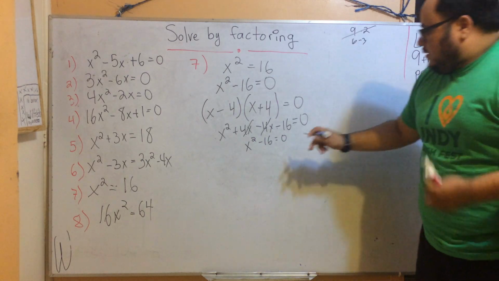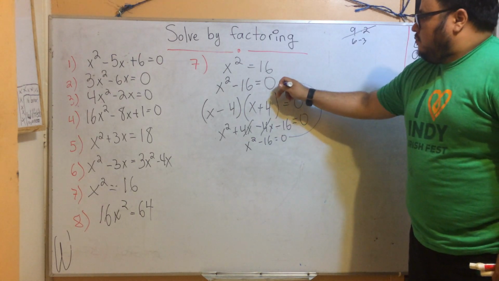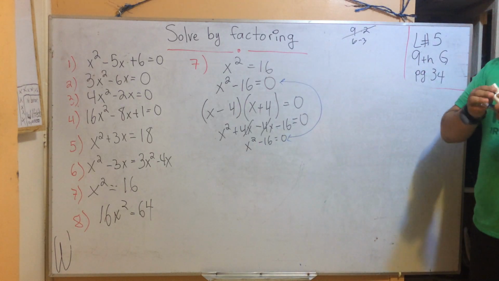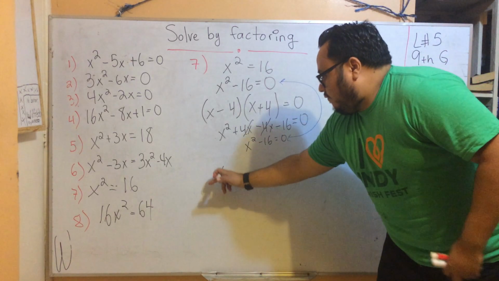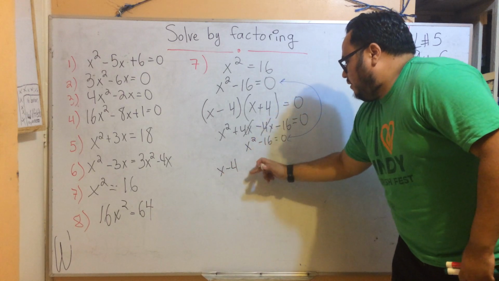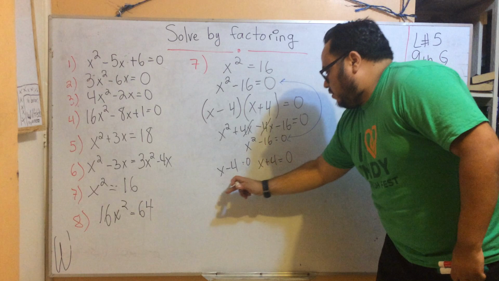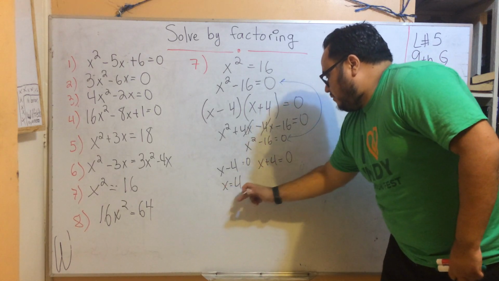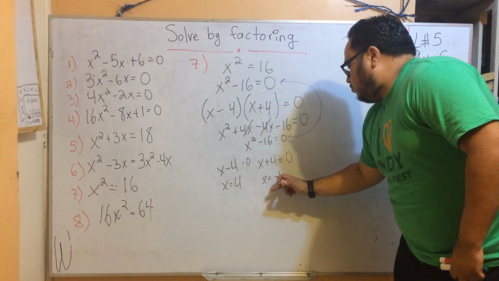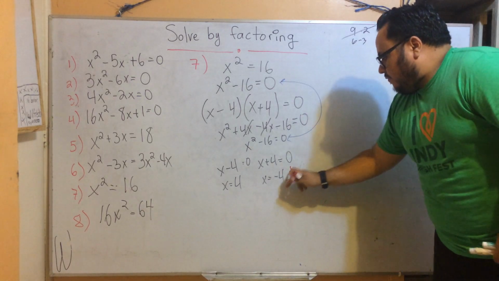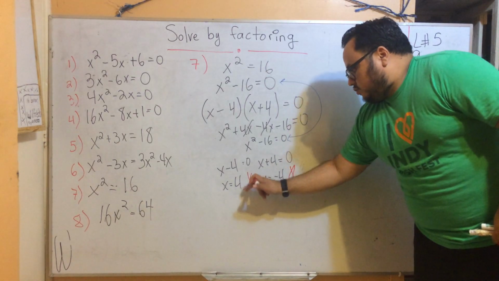Is this the same as this one? Yes. Okay? So what do we do? We solve x minus 4, x plus 4 equals to 0. Okay, so x equals to 4 and x equals to minus 4. And that's how we have our answers.